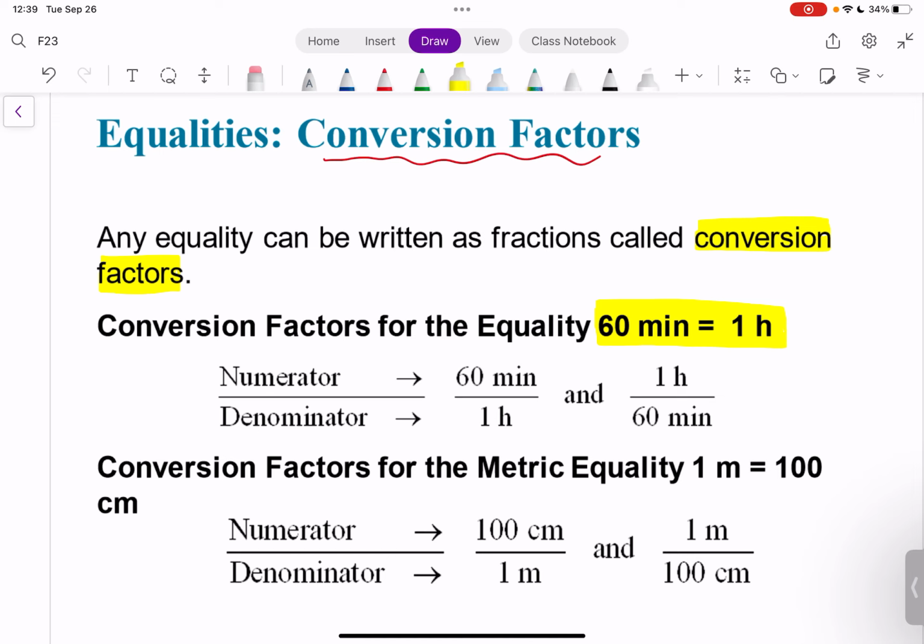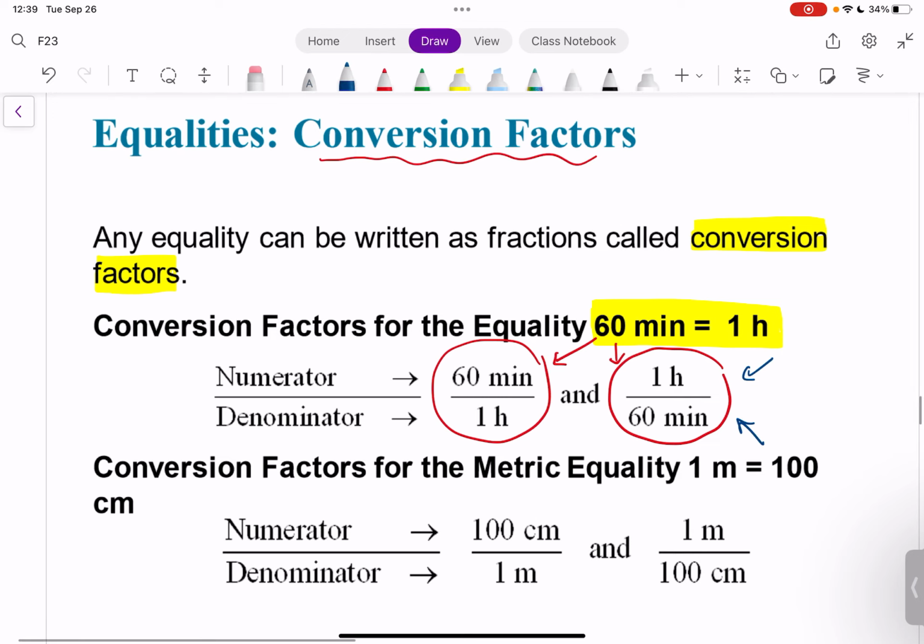What we can do is split up that equality into two different conversion factors. We can put 60 minutes on top and 1 hour on the bottom, or we can put 1 hour on top and 60 minutes on the bottom. The reason this is useful is going to become clear in a little bit when we start solving some problems. So we've got another equality here.